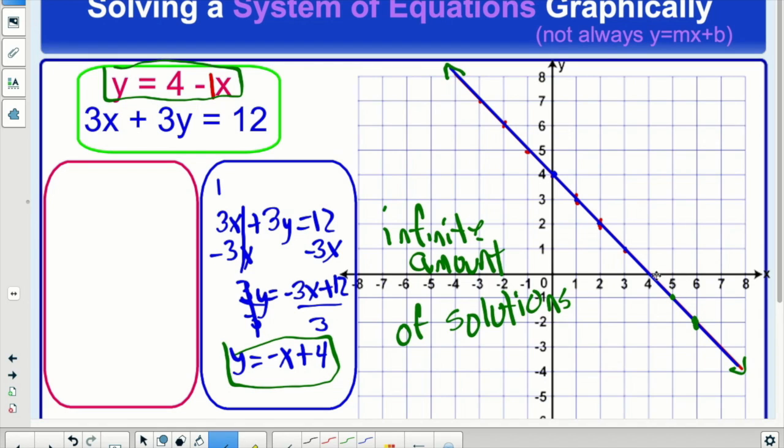5, -1 is a solution. 4, 0 is a solution. 3, 1 is a solution. 2, 2 is a solution. 1, 3, and so on. All of these are solutions, and anything in between those are also solutions, right? All of these points that are not integer points are also solutions. So there's an infinite amount of solutions. It's never ending, this line, so there's going to be a never ending amount of solutions.